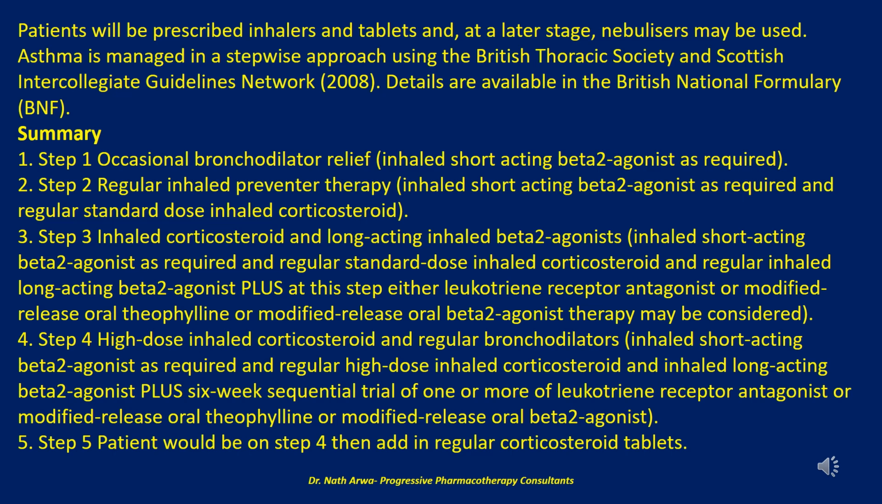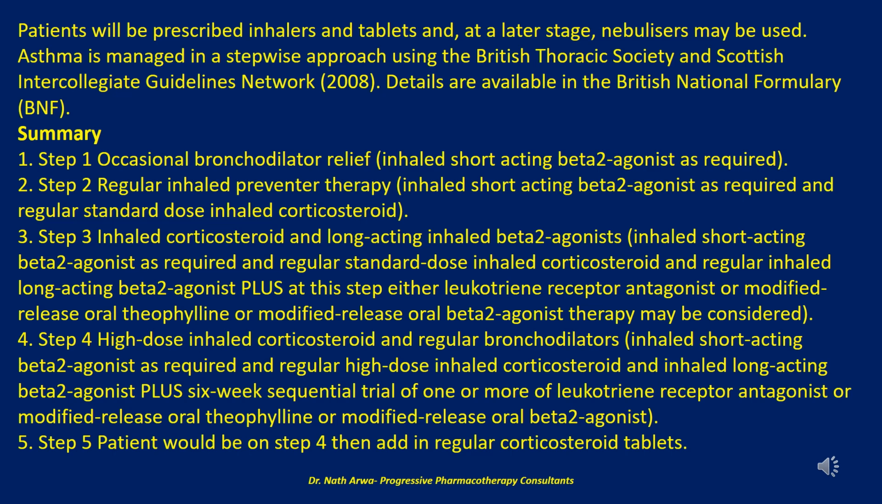Summary. 1. Step 1: Occasional bronchodilator relief. Inhaled short-acting beta-2 agonist as required. 2. Step 2: Regular inhaled preventer therapy. Inhaled short-acting beta-2 agonist as required and regular standard dose inhaled corticosteroid. 3. Step 3: Inhaled corticosteroid and long-acting inhaled beta-2 agonists.